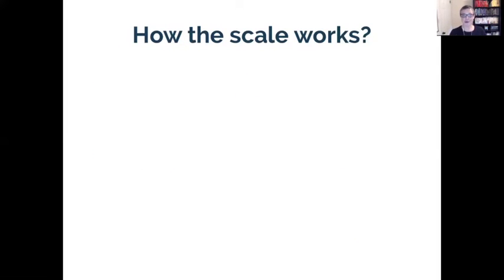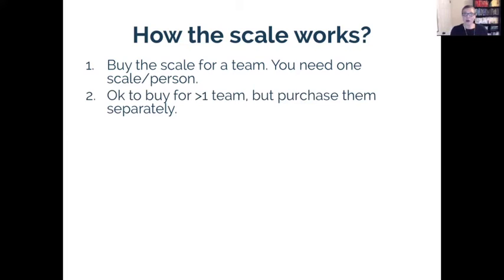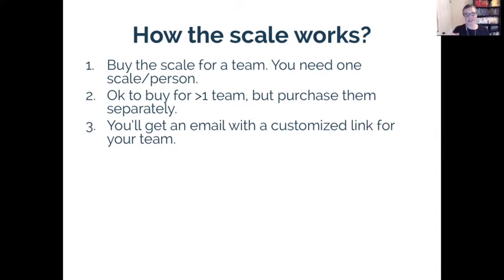But let me explain how it's going to work once you get it, because just some helpful details. So when you buy the scale for a team, you have to buy 1 scale per person. So if you have 10 people on your team, you need 10 scales. You're welcome to buy for more than one team, but you have to make that purchase separately. So purchase for this team, 10 people over here, put in your credit card, go do another purchase for 5 or however many you need. What's going to happen is you're going to get an email, and it's going to take a couple of days because I do this manually, with a customized link for your team, which is why you have to make those purchases separately. Because if you make one purchase, you're only going to get one link. And if you have 2 teams, that's going to be a disaster.